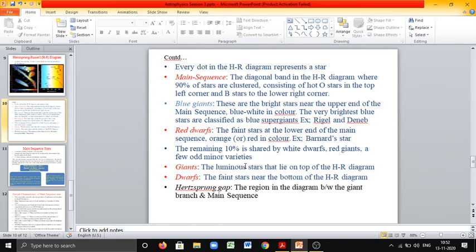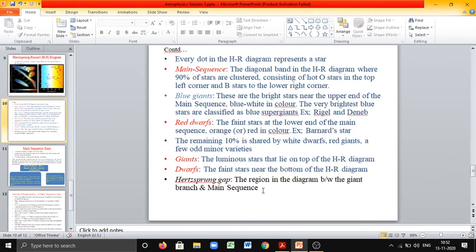Coming to the giants, the luminous stars that lie on top of the HR diagram are called giants, and the faint stars near the bottom of the HR diagram are called dwarfs. The region in the diagram between the giant branch and the main sequence is called the Hertzsprung gap.